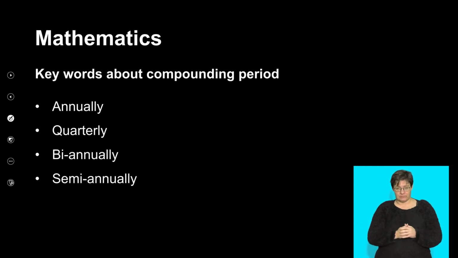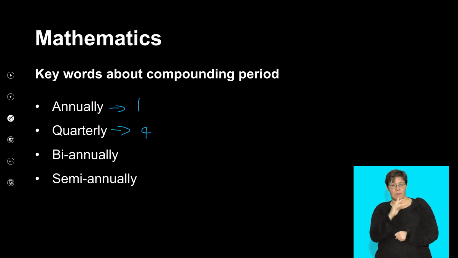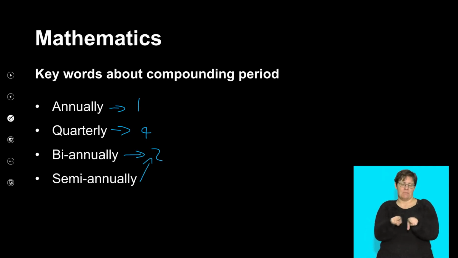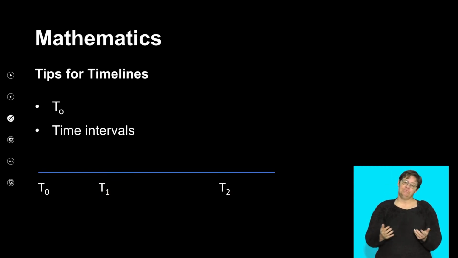The keywords about compounding periods, remember I said it's annually, so this means once a year. And then quarterly means 4 times in a year. Biannually, which is the same as semi-annually, means twice a year. Semi-annually and biannually mean one and the same thing, right? That's one of the things that you need to just be aware of, because they do use these terms when it comes to investments.